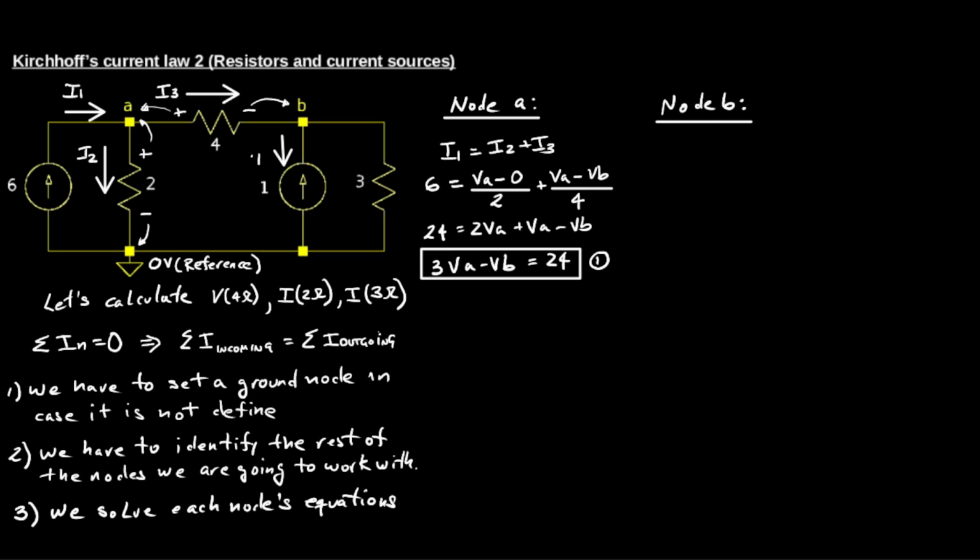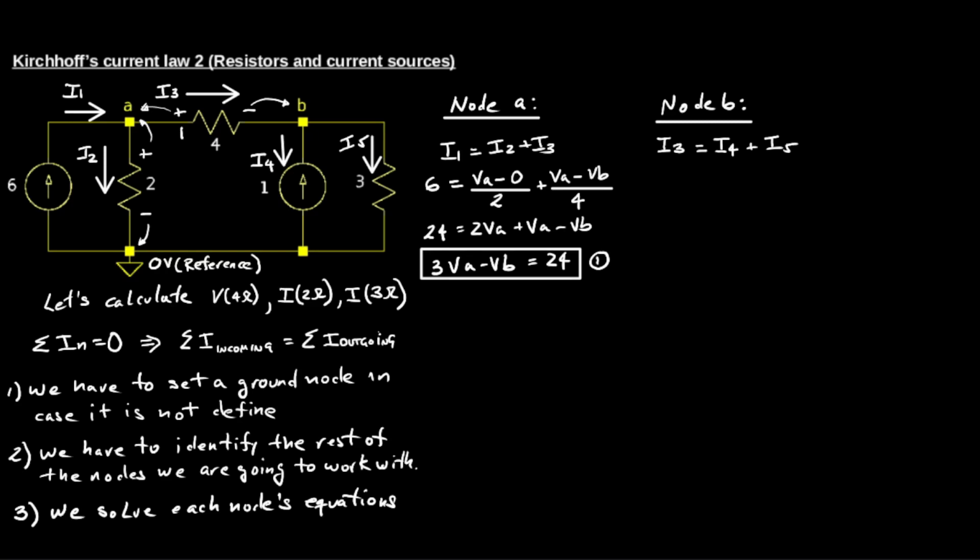In the same way, I calculate I3, which according to Ohm's law again is the voltage in node A, which is the positive terminal of the resistor, minus the voltage in node B, divided by the resistance of the 4 ohm resistor. In this case, I get VA minus VB divided by 4. So by solving this equation, I can get equation 1, which is 3 times VA minus VB equals 24.